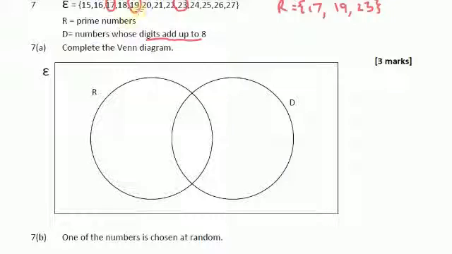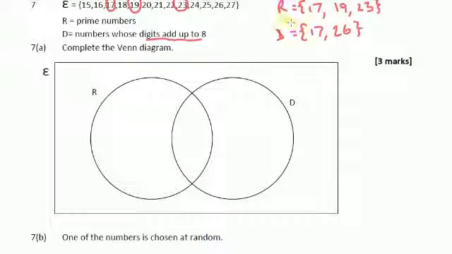And for D, now, numbers whose digits add up to 8. So the first number, 15, 1 and 5 is 6. No, 1 and 6, 1 and 7. Yeah, 1 plus 7 is 8. That makes sense. 1 plus 8 is 9. 1 plus 9 is 10. 2 plus 0 is 2. 2 and 1, 2 and 2, 2 and 3, 2 and 4, 2 and 5. 2 and 6, 26. They add up to 8. 2 plus 6 is 8.